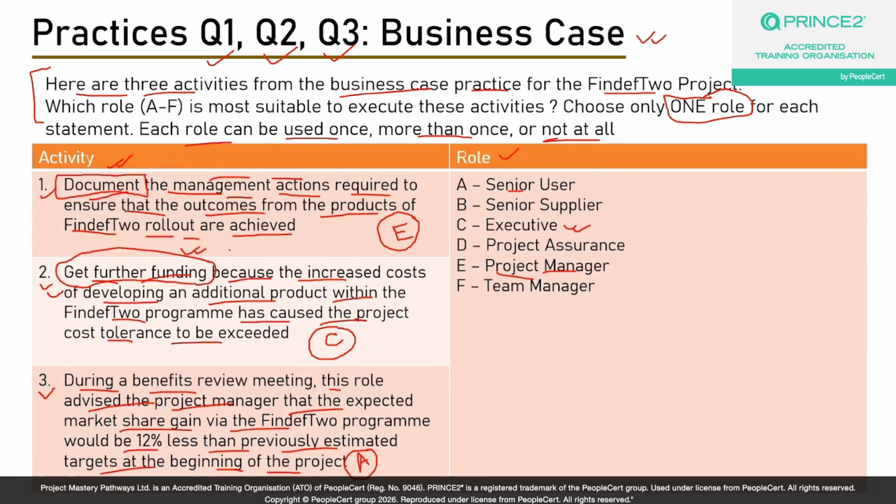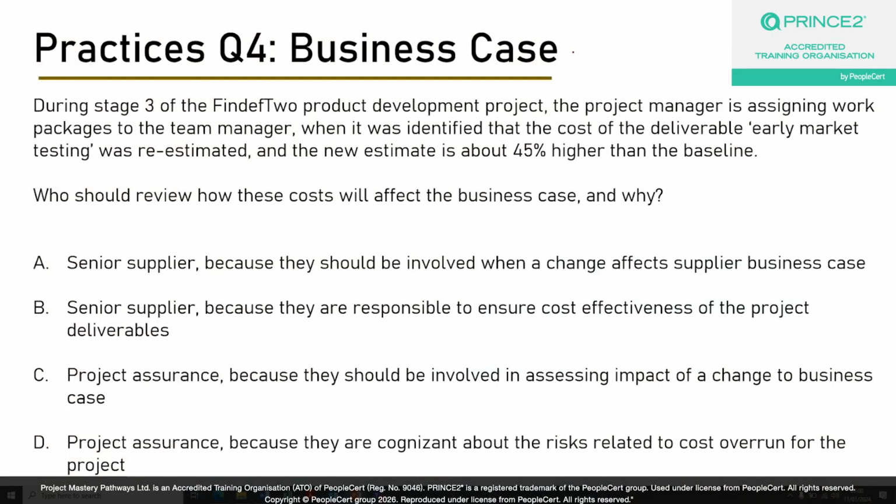So question numbers 1, 2, and 3 will be coming as sets, as you see right on screen here, in your actual exam as well, okay. So 1 is option E, which is the project manager, 2 is option C, which is the executive, and 3 is option A, which is the senior user. Right, next, question number 4. Right, so question number 4, guys.